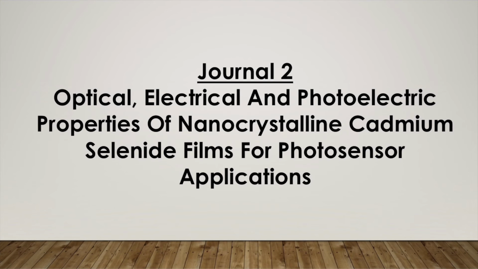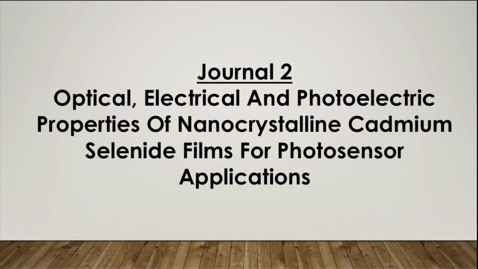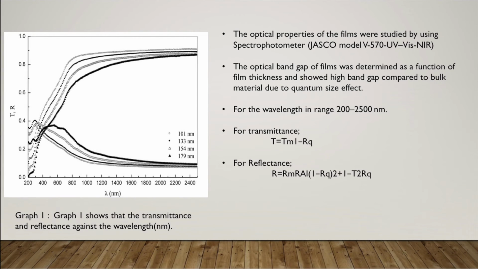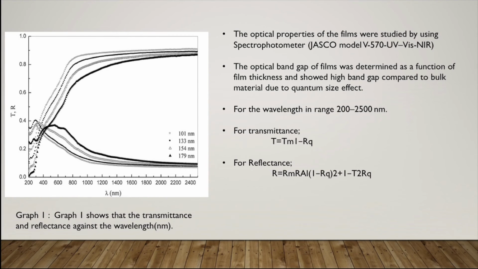In Journal 2, it described the optical, electrical, and photoelectric properties of nanocrystalline cadmium selenide films for photosensor application. The optical properties of the films were studied by using the spectrophotometer JASCO model V570 UV-Vis NIR. The optical band gap of the film was determined as a function of the film thickness and showed a high band gap compared to bulk material due to quantum size effect, usually for the wavelength in the range of 200 to 2500 nanometer.